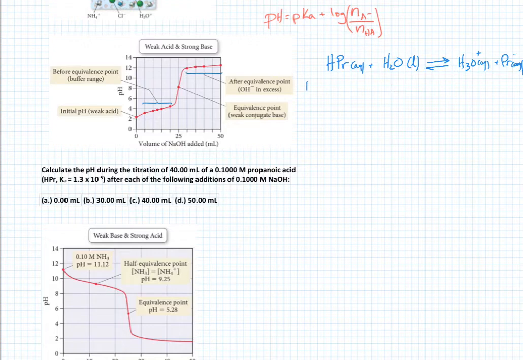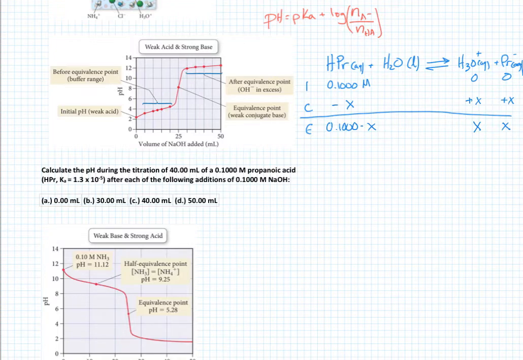And we're going to make an ice table. Initial concentration, change in concentration, equilibrium concentration. We're going to start with a 0.1 molar solution of the propanoic acid. We have 0 H3O plus, 0 propanate ions. This one's going to go down by some amount, X. We don't know how much. It's going to go up by the same amount, X, of H3O plus and propanate ion. So we're going to end up with 0.100 minus X for the propanoic acid, and plus X and plus X for the two products, H3O plus and PR minus.